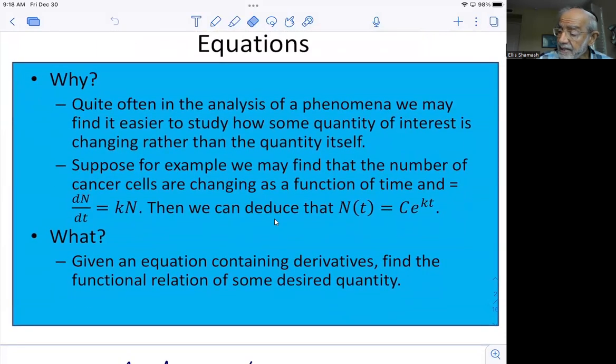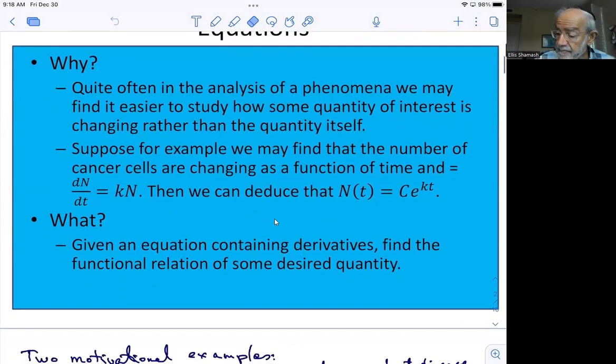Suppose we find that the number of cancer cells is changing as a function of time, because that's what we can measure. And we find that it's changing in proportion to the number of cancer cells that are there at that particular time. From that, we can then solve that differential equation to find the N of t that makes that happen. It turns out it's an exponential function, and it gives us the answer we are seeking. So there's an example of where we would want to use it, and we'll get into a couple more in a few minutes.